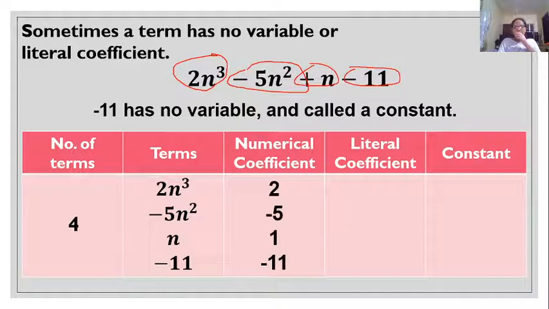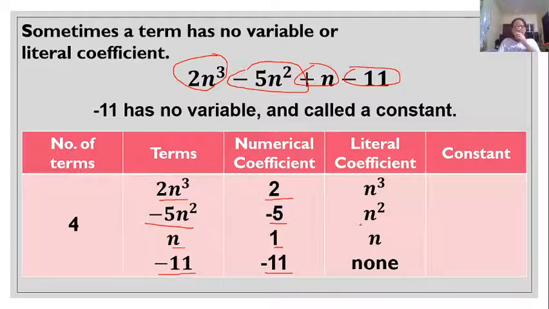What are the numerical coefficients? For 2n cubed, the numerical coefficient is 2. For negative 5n squared, the numerical coefficient is negative 5. For n, the numerical coefficient is 1. And for negative 11, its numerical coefficient is negative 11. How about the literal coefficient? For 2n cubed, the literal coefficient is n cubed. For negative 5n squared, it's n squared. For n, that's also n, and there's none for negative 11. And the constant is negative 11.